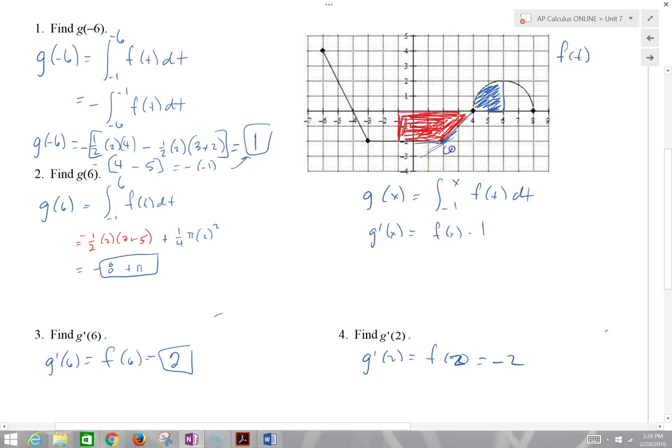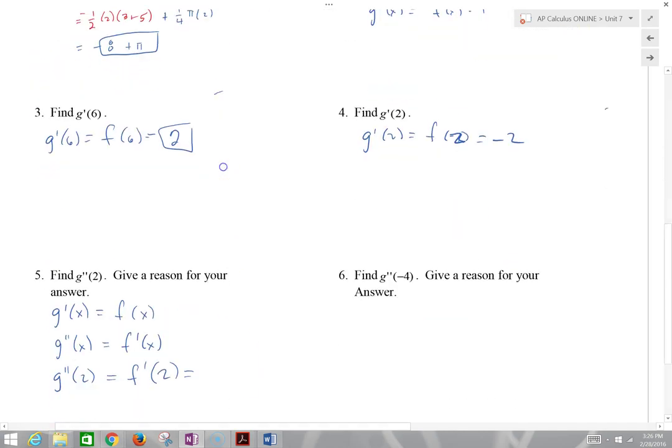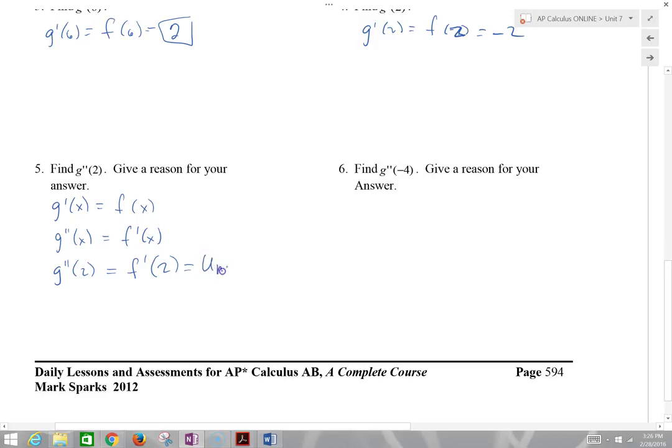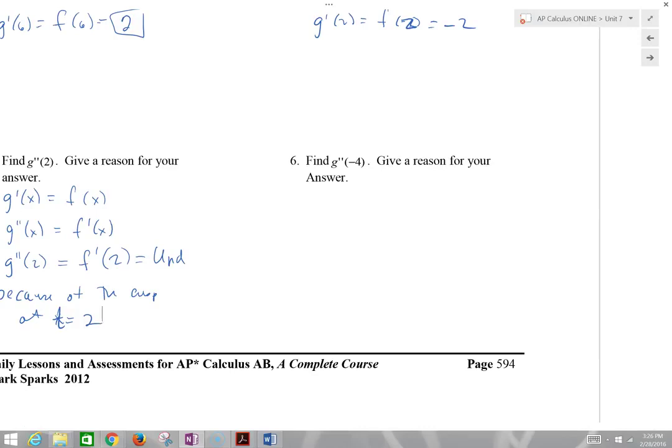If I look at our picture, the slope's going to be undefined because that is a cusp. There's a cusp at x equals 2. Actually, it's t, isn't it? Alright, and same thing for 4.